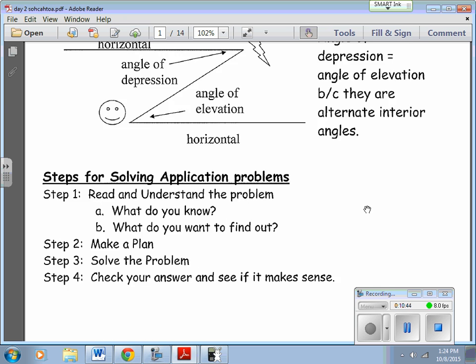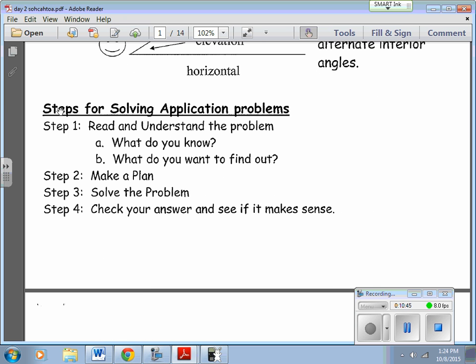Now, the steps that we're going to be taking to solve problems are: reading and understanding the problem carefully, writing down what you know, either what they're giving you as information or what you see in the picture, and then finding out what you're supposed to solve for.